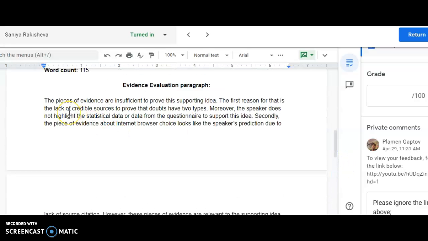Now, what you've done with this paragraph is actually, even though it's a little disorganized, the way you've written about the three categories is quite good. So here, lack of credible sources. That's exactly the kind of thing you need to talk about when you discuss sufficiency. The speaker does not highlight all of this. That's a very good way of phrasing it. So use that way of explaining why it's not sufficient. Okay.